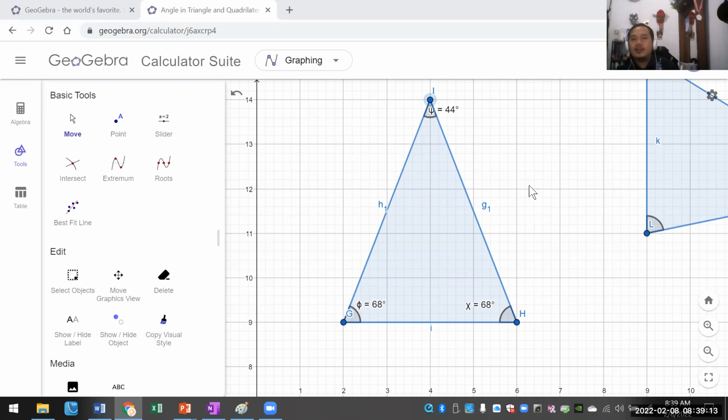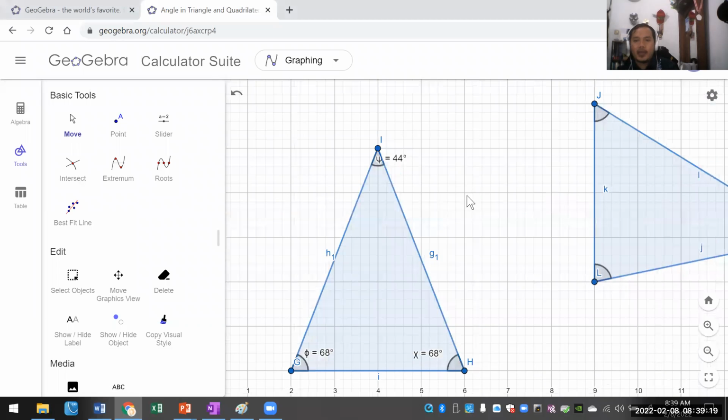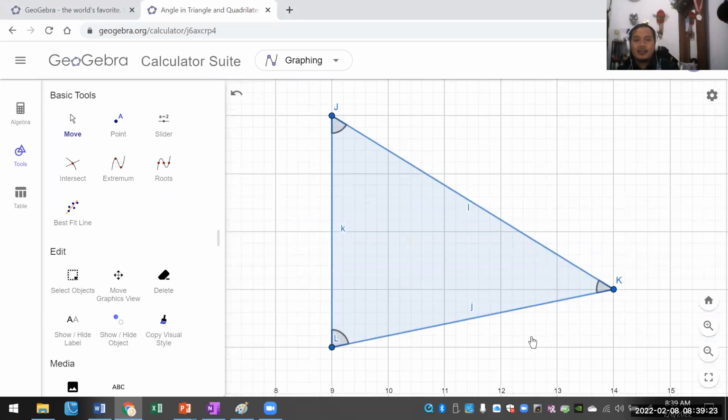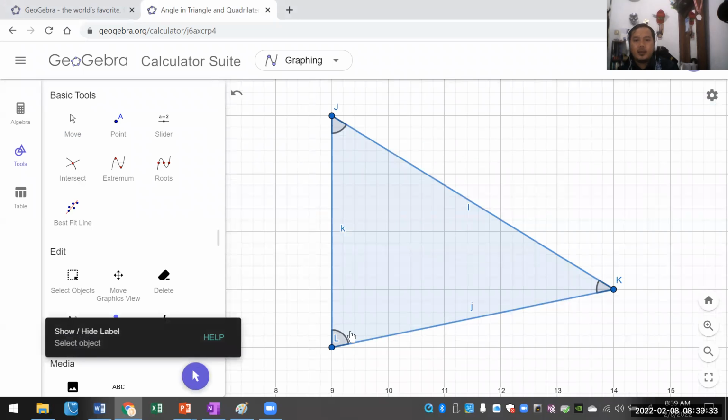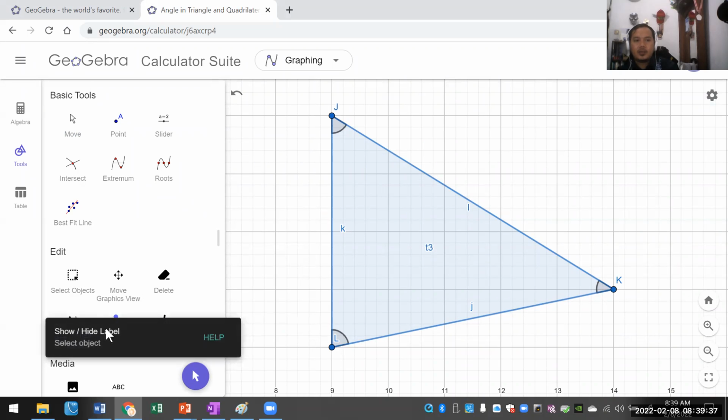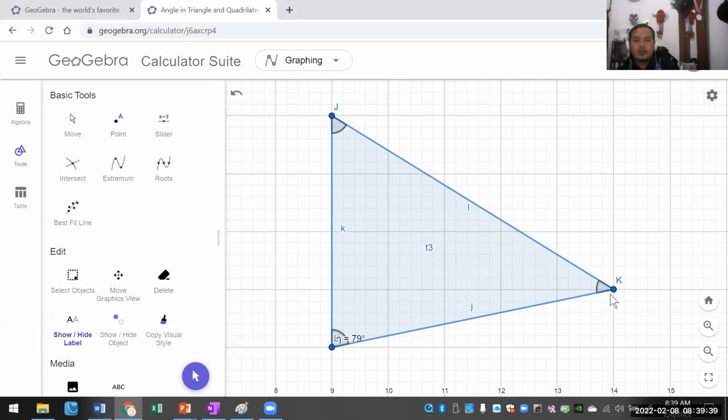But sir, it could be different for another one. Okay, let's find another triangle. I have another triangle here. Okay, this is a scalene triangle. Earlier we had an equilateral, and we had the isosceles. This one is a scalene triangle. So I'm going to show you one by one. Wait, I'm going to show you the angle here. This is 79 degrees and this is 42 degrees.